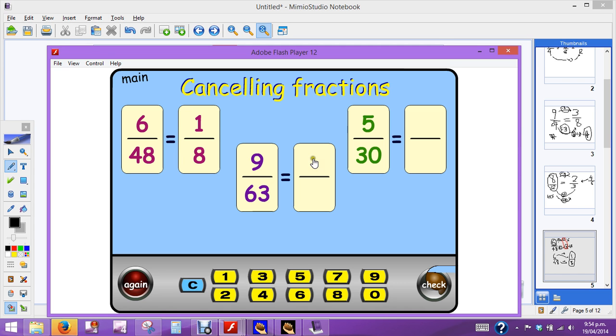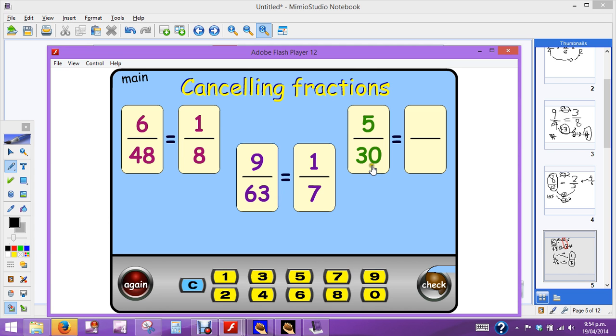So 9 is my highest common factor, and 9 goes into 9, and 9 also goes into 63. It is the highest common factor. It's common to both 9 and 63. So if I divide 9 by 9, I get 1. If I divide 63 by 9, I get 7.